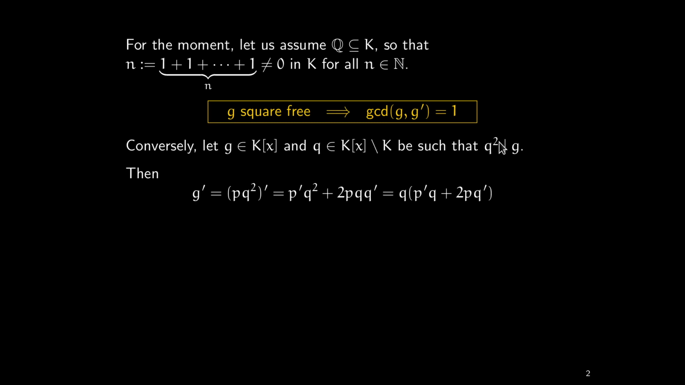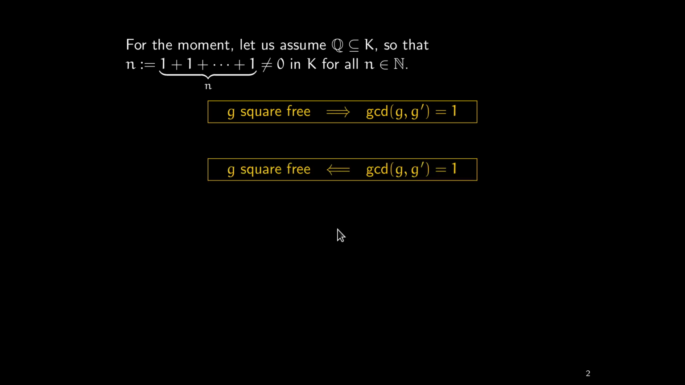Q square divides G, so Q also divides G, because Q divides Q square. So we see Q divides G prime and G, and therefore the GCD is not 1, and we have proved the opposite implication. So we see that the polynomial is square free if and only if the GCD of G and G prime is 1.